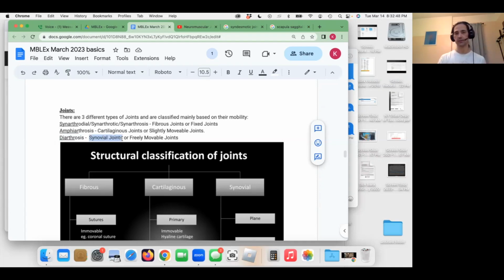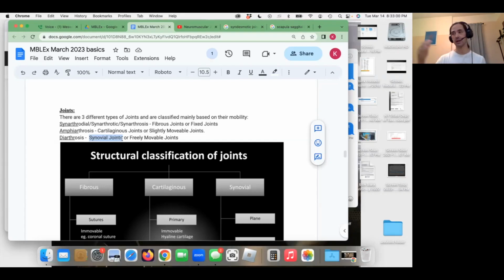And they're called synovial because the lining of the cartilage has synovial cells which secrete synovial fluid. Secrete happens inside the body, excrete happens from the inside to the outside of the body, right? So they secrete synovial fluid, and synovial fluid helps to cushion and lubricate the joint.